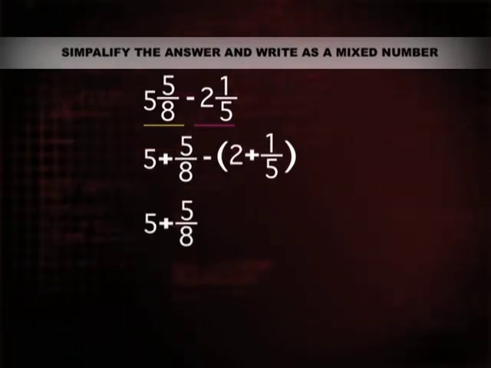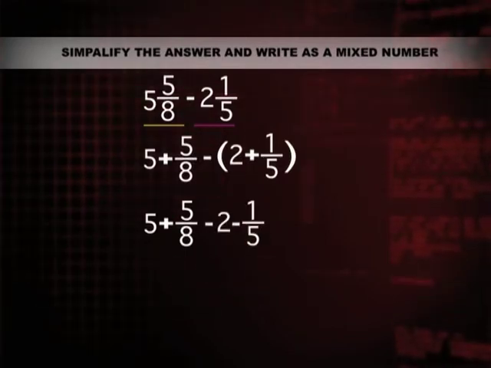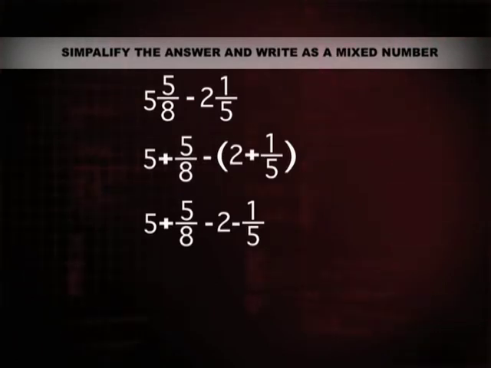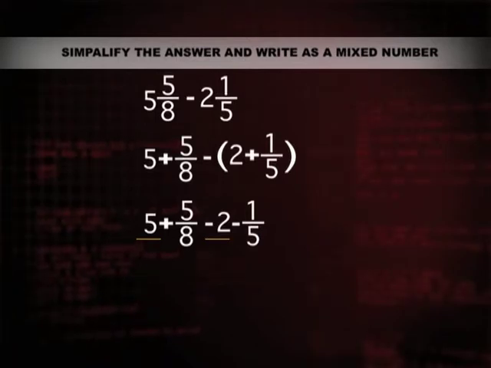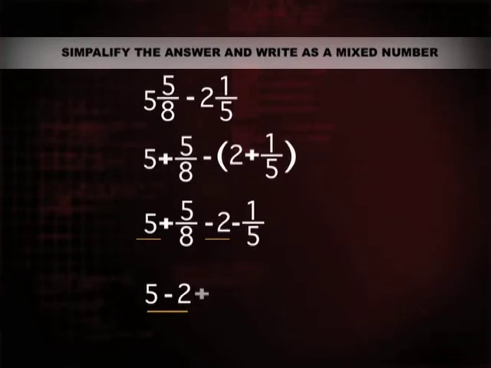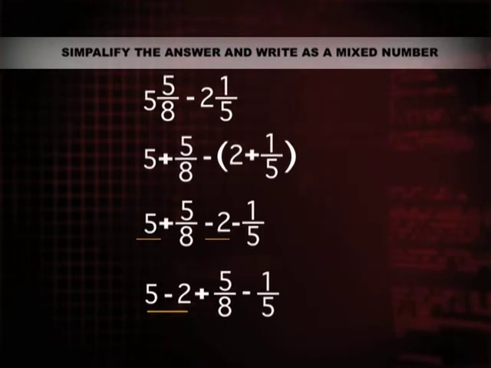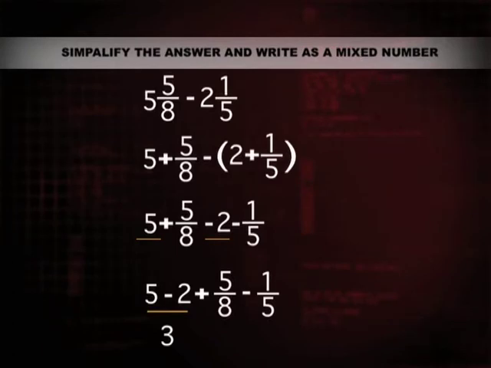So we get 5 plus 5/8. And then we distribute the negative sign, minus 2 minus 1/5. And now we can rearrange it. We can say this is the same thing as 5 minus 2. That's the whole number parts. And then you have plus 5/8 minus 1/5. Now 5 minus 2, that's pretty straightforward. That's just 3. But what's 5/8 minus 1/5?